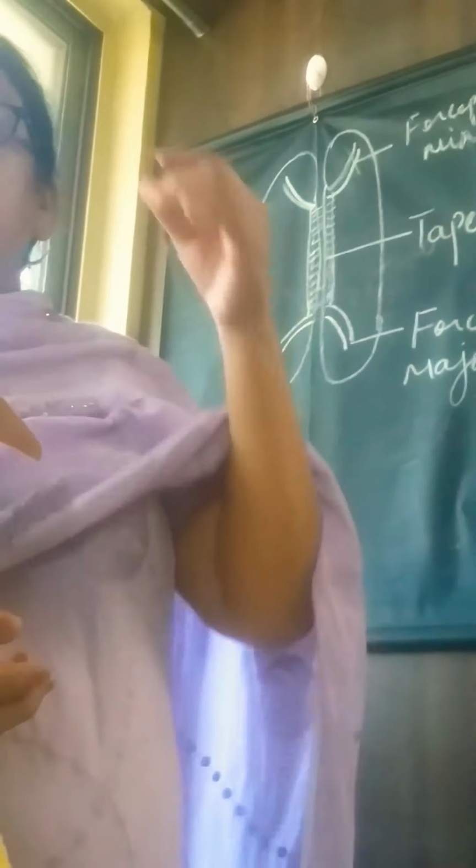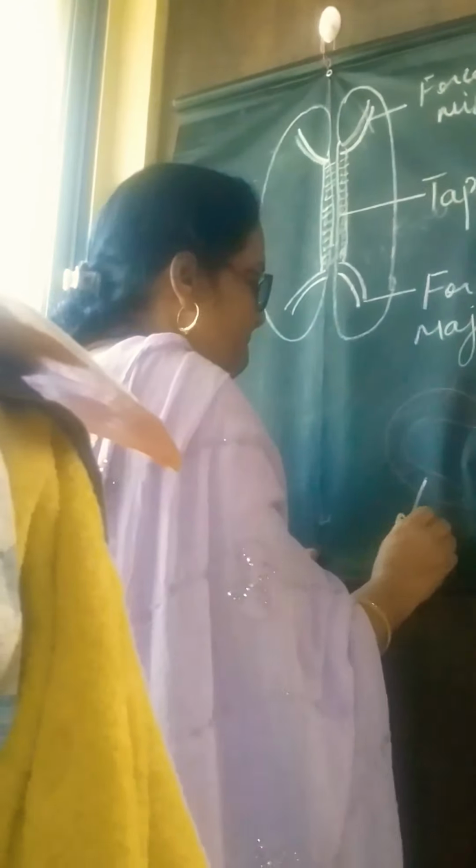Now the rostrum. The rostrum, as you know, is present this way, isn't it? So the rostrum is lying on the anterior side. The rostrum connects the orbital surface of the two frontal lobes. Got it? The rostrum connects the orbital surface of the two frontal lobes.